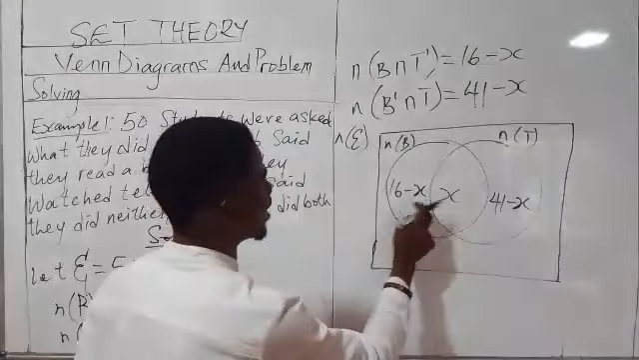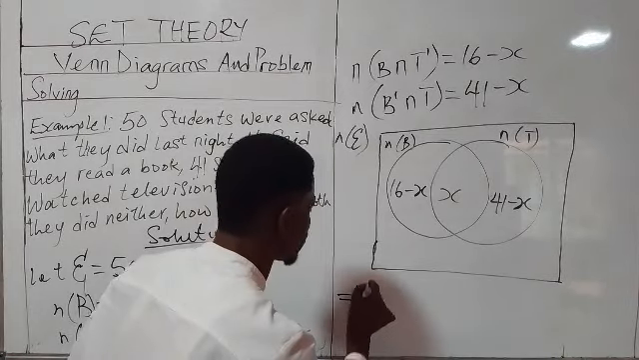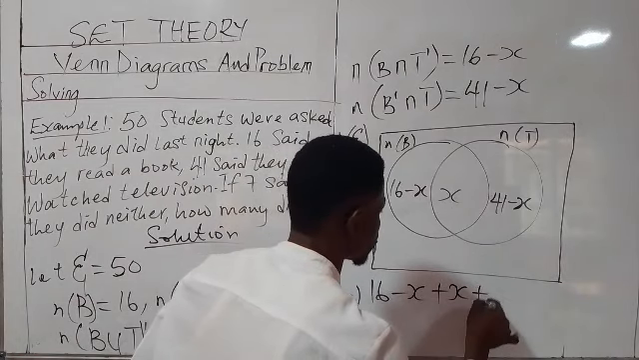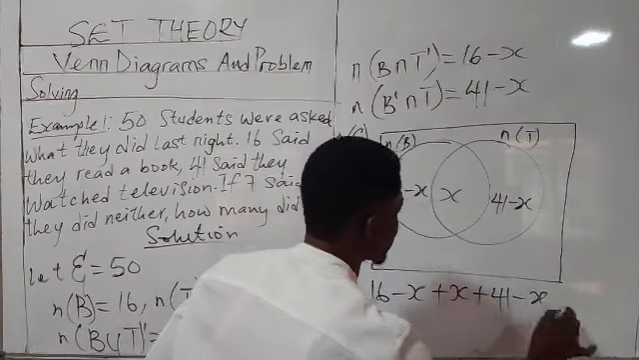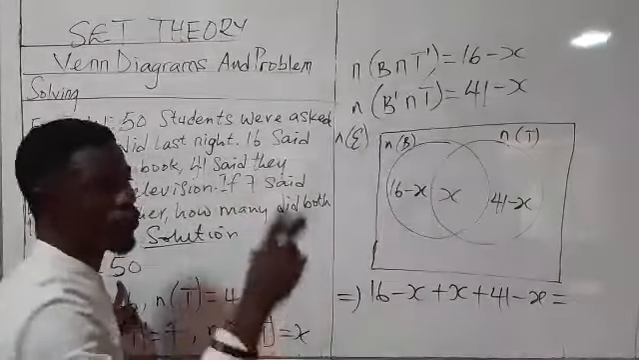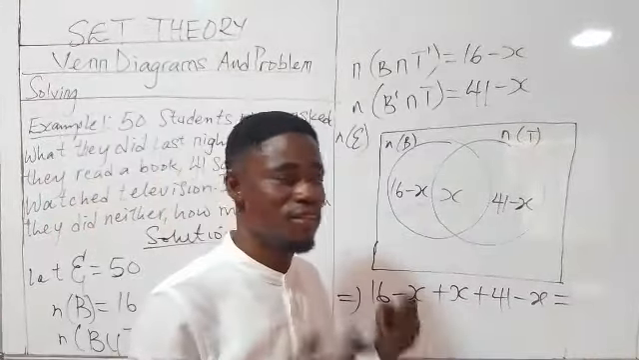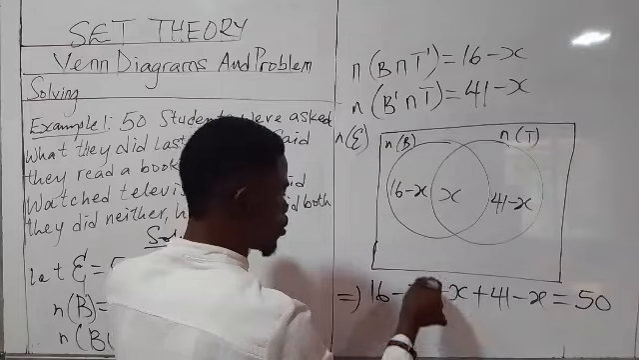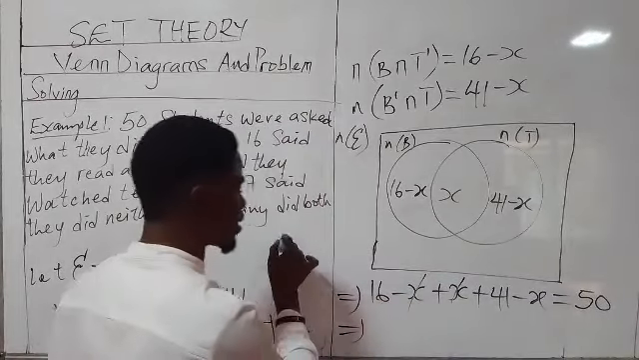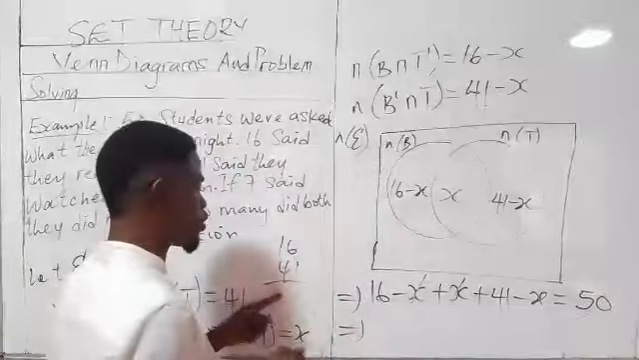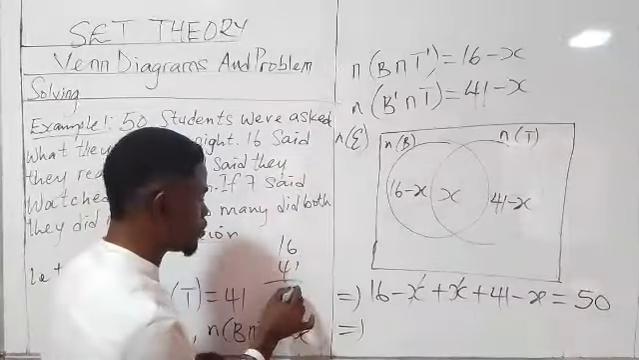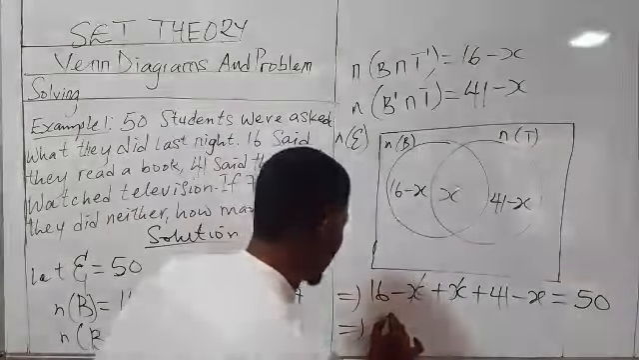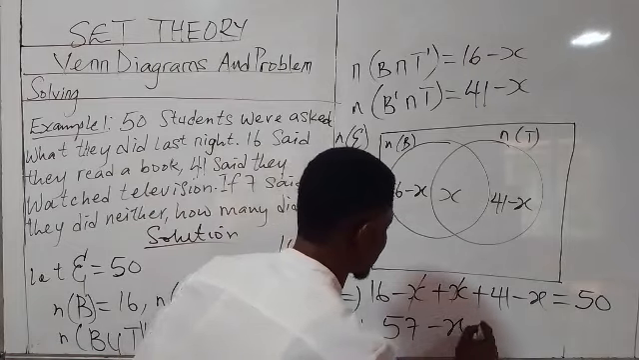So what do we do now? Add the regions together. If you add the regions together, you are going to have 16 minus X, plus X, plus 41 minus X, equals all the number of the students who were in that event. So it's going to be 50. Okay, minus times plus, we'll cancel it out. Now let's add 16 plus 41. 16 plus 41 is what? 6 plus 1 will give you 7, then 1 plus 4 will give you 57. Here we are having 57 minus X equals what?